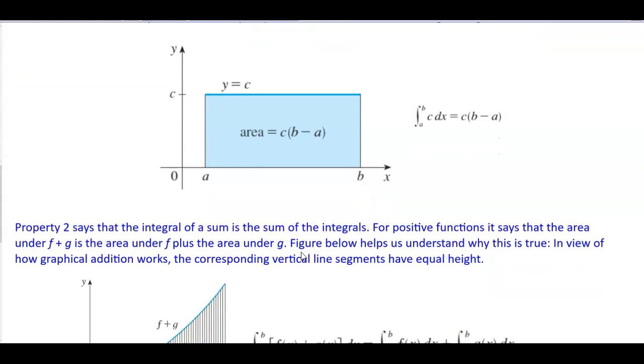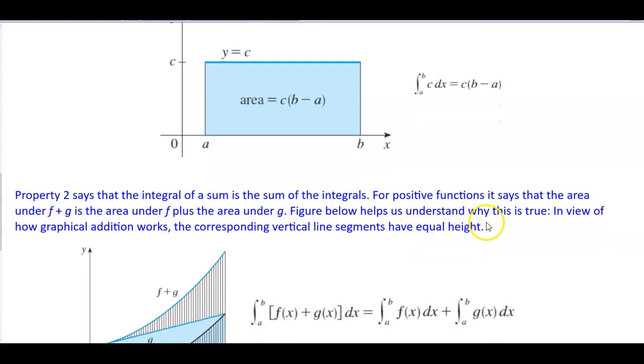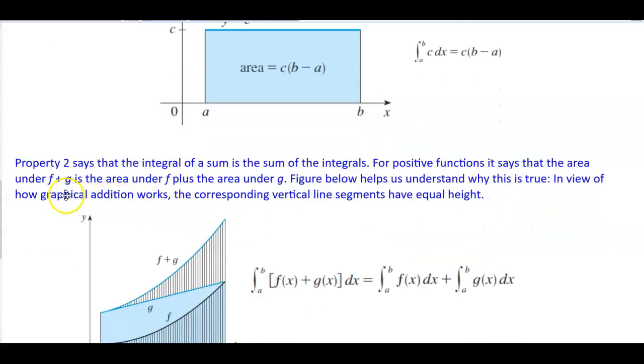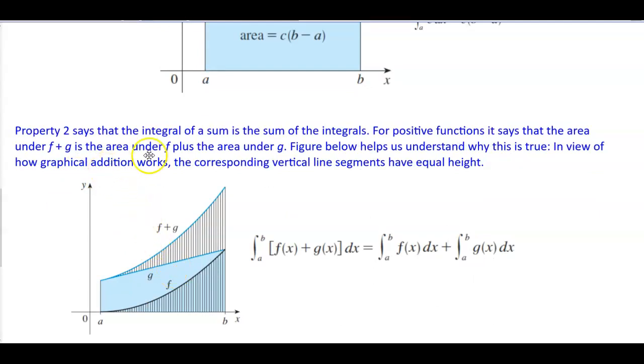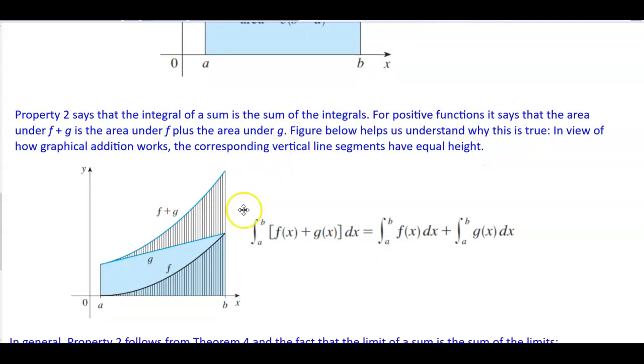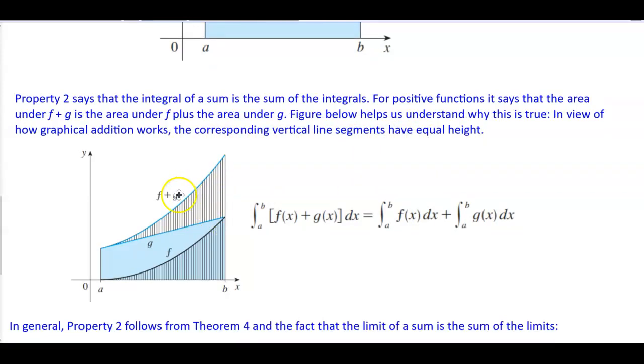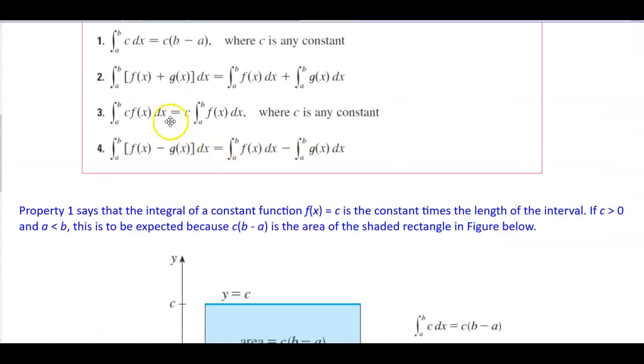Now, property 2 says that the integral of a sum is the sum of the integrals. So for positive functions, it says that the area under f plus g is the area under f plus the area under g. The figure below helps us understand why this is true. In view of how graphical addition works, the corresponding vertical line segments have equal height. So again, this is a visual graph of property number 2.